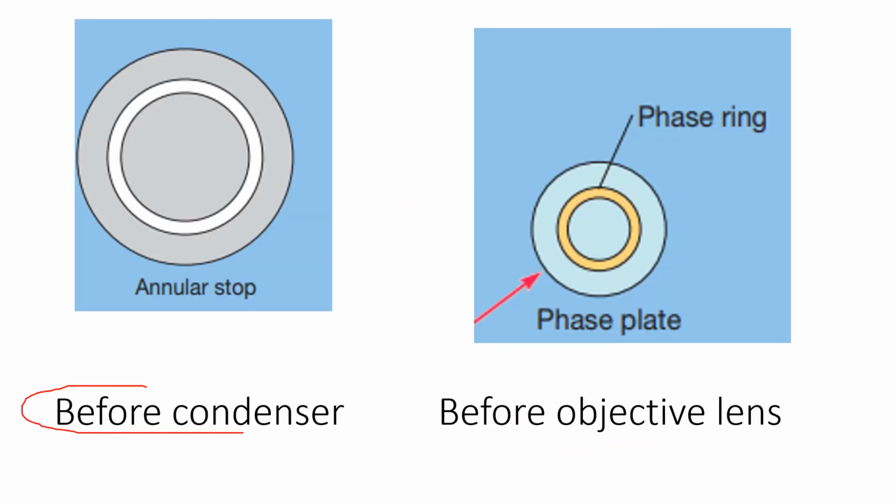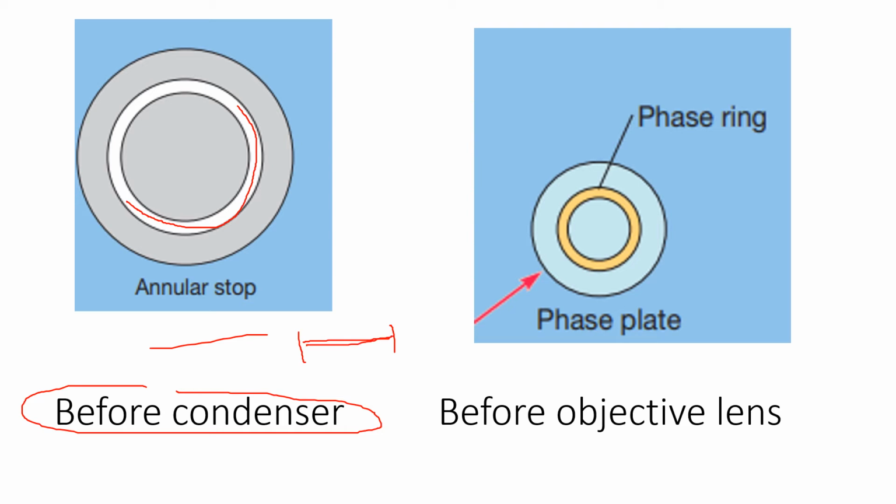See now, before the condenser, this is your annular stop, and we use it before the condenser. What is happening again? We are just allowing a cone of light to pass through. Like dark field, we are again limiting the amount of light. But what is the difference? There, we were almost stopping the light coming from the center, right? If you have seen the slides in dark field microscopy, we were stopping the light coming from the center.